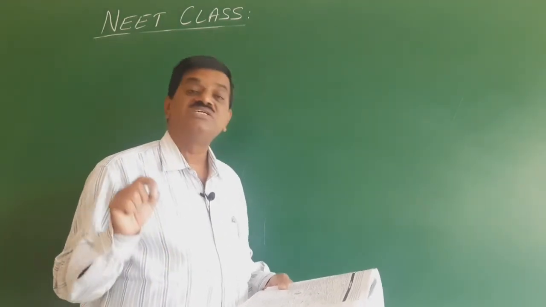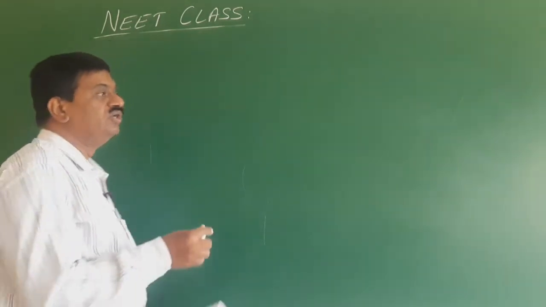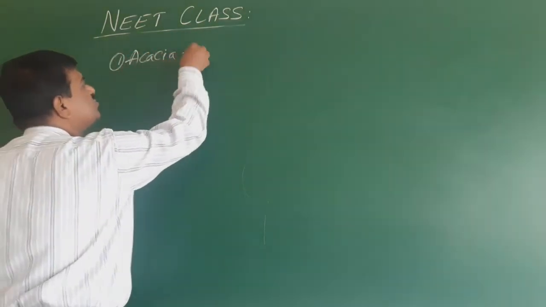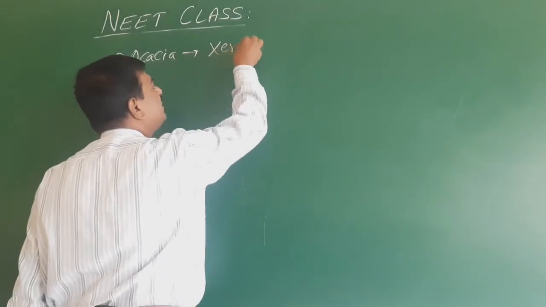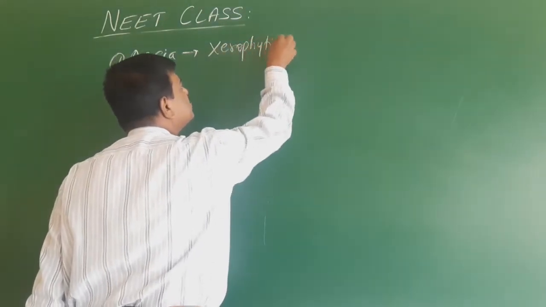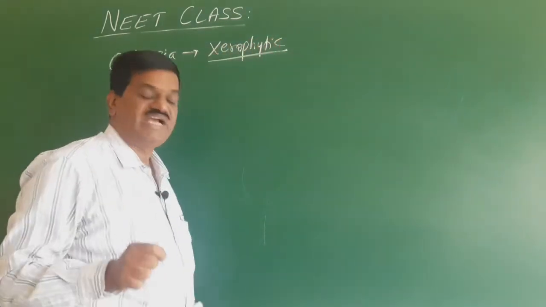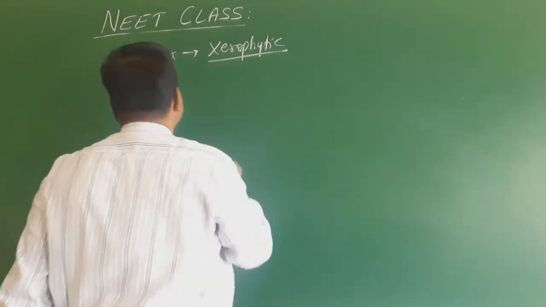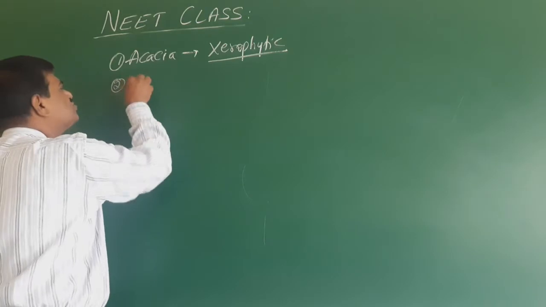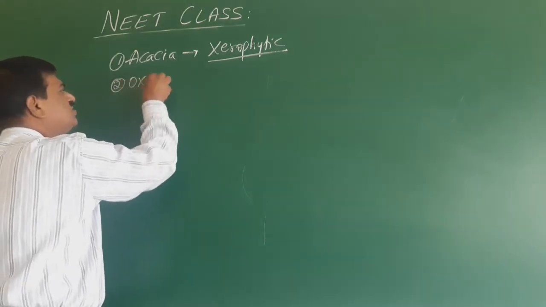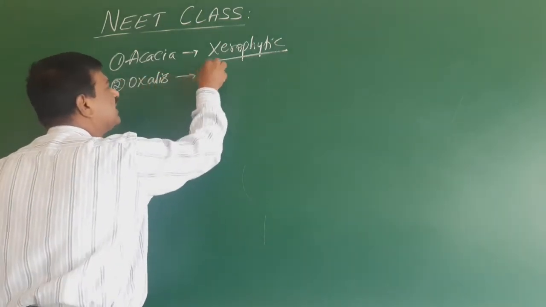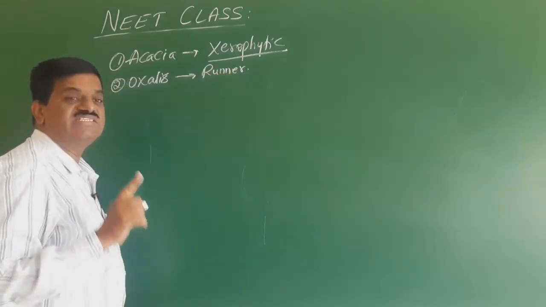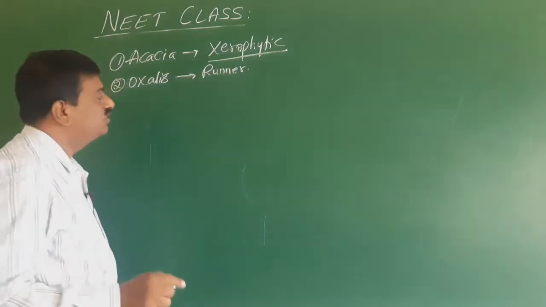The first one is Acacia. So the first option is Acacia. So this is one of the xerophytic plants. It is present in the desert areas, dry areas. Whereas the second one is Oxalis. So Oxalis is one of the runners. It is a subaerial stem modification called runner.